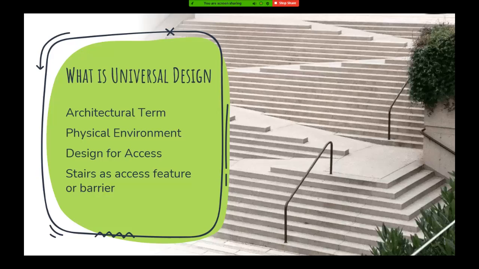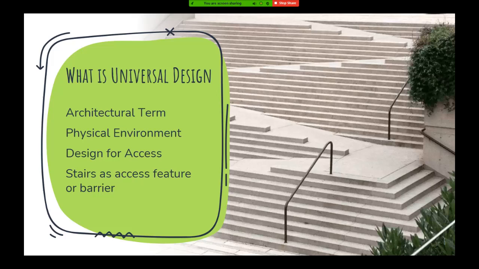So universal design, that term was actually coined by Ronald Mace, who was an architect and a product designer and an educator and a consultant. He was also someone with a physical disability. And he coined the term for his work in advocating for people with disabilities. So universal design actually refers to the physical environment, and it's also called design for access.